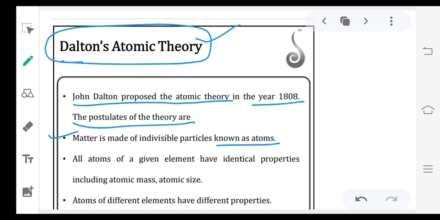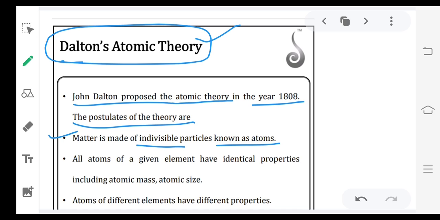After that, many advanced techniques came and they proved an atom can be divisible into different particles. An atom contains electrons, protons, neutrons. There are more than 100 subatomic particles in the atom. So that is the modern theory. According to Dalton, an atom is an indivisible particle.